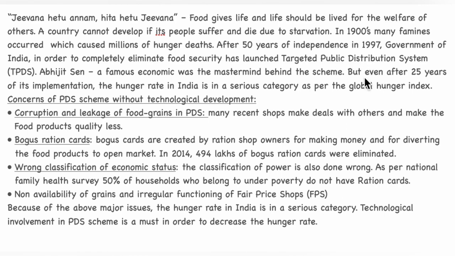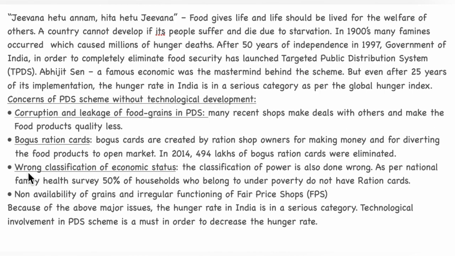But even after 25 years of its implementation, the hunger rate in India is in a serious category as per the Global Hunger Index. Concerns of the PDS scheme without technological development. First is corruption and leakage of food grains in PDS. Many ration shops make deals with others and make food products of poor quality. Next, bogus ration cards. Bogus cards are created by ration shop owners for making money and for diverting the food products to open markets. In 2014, 494 lakh bogus ration cards were eliminated.